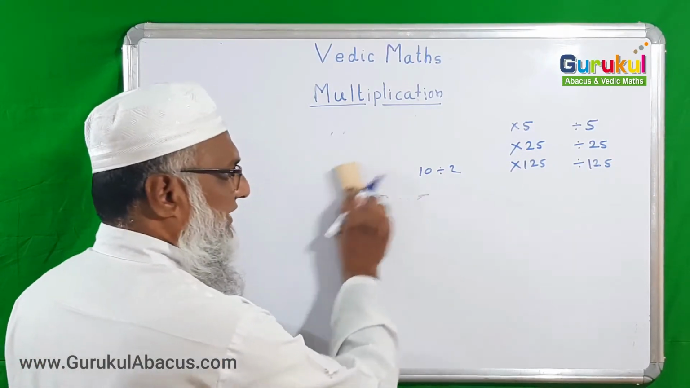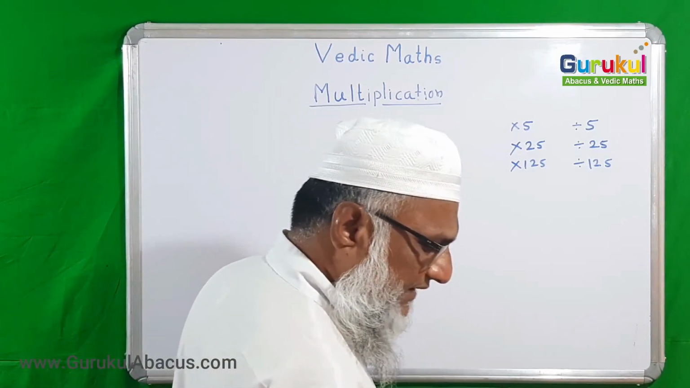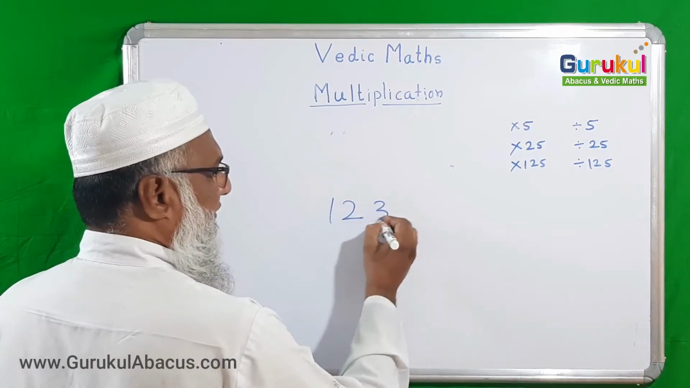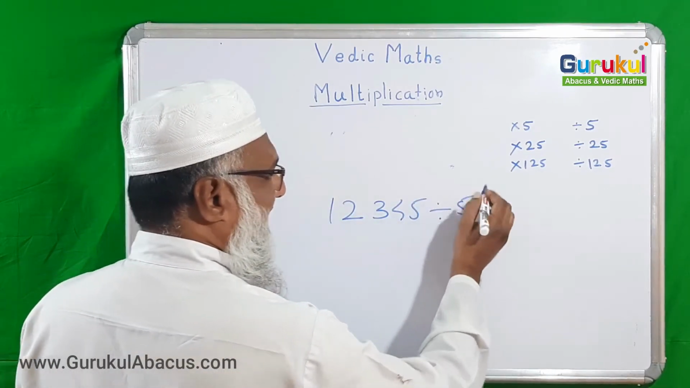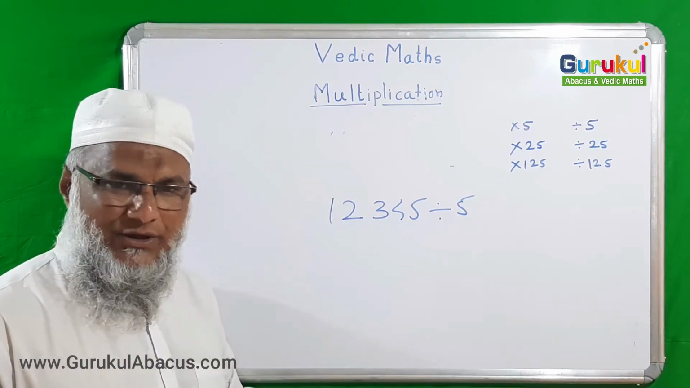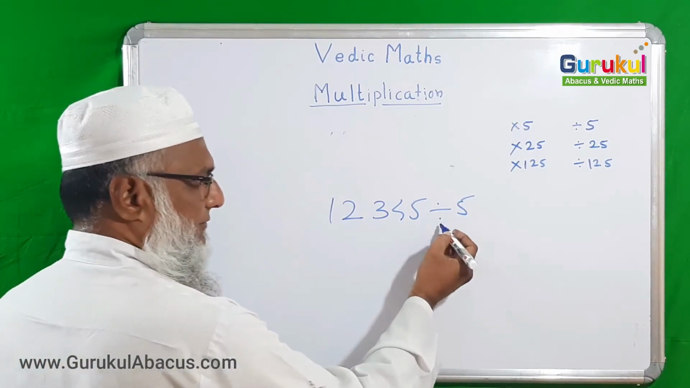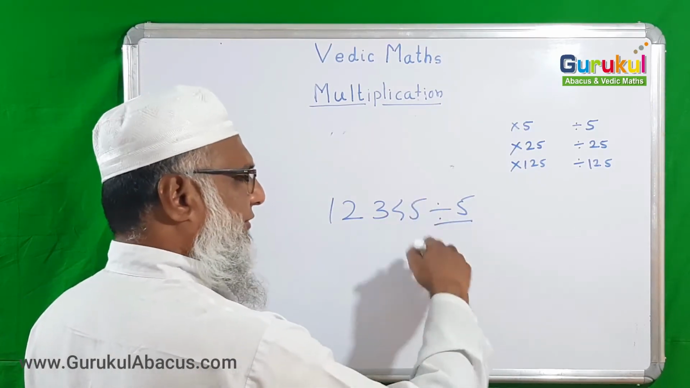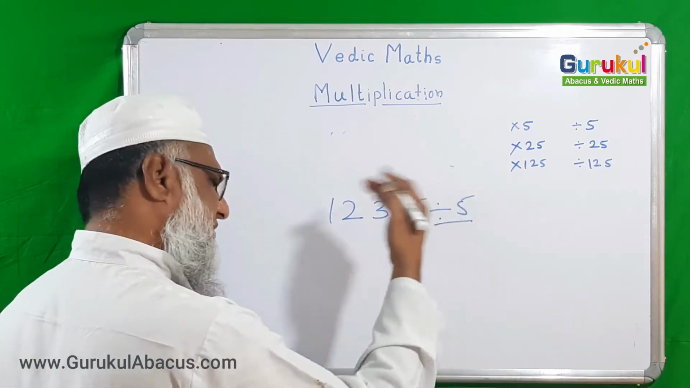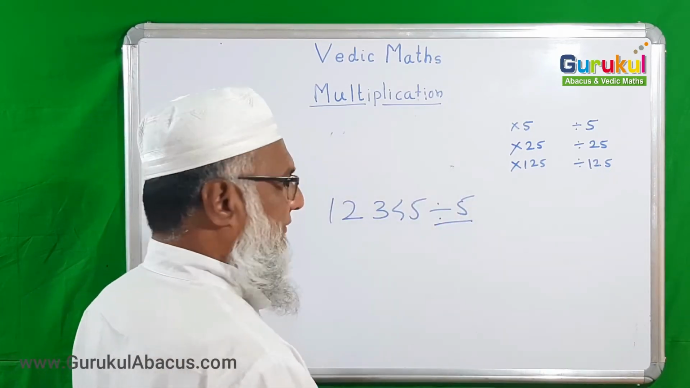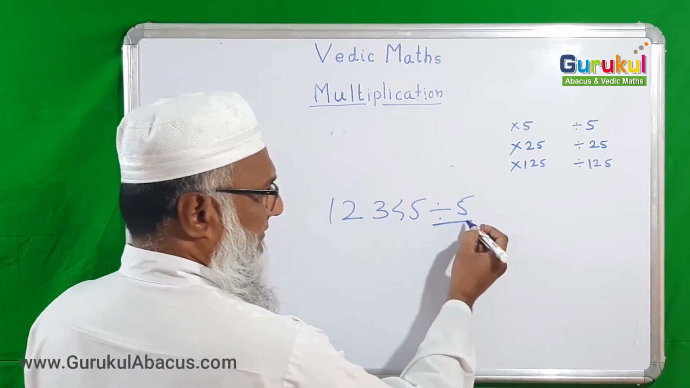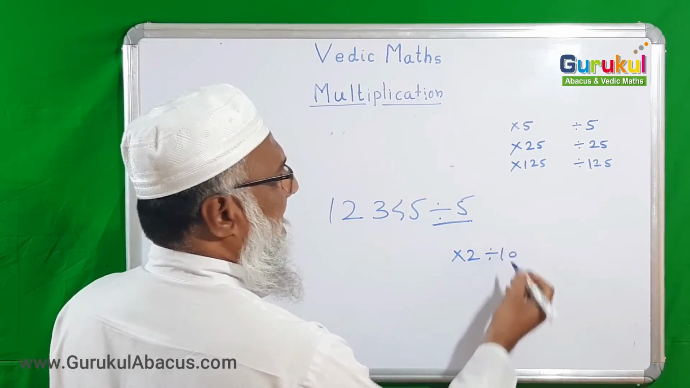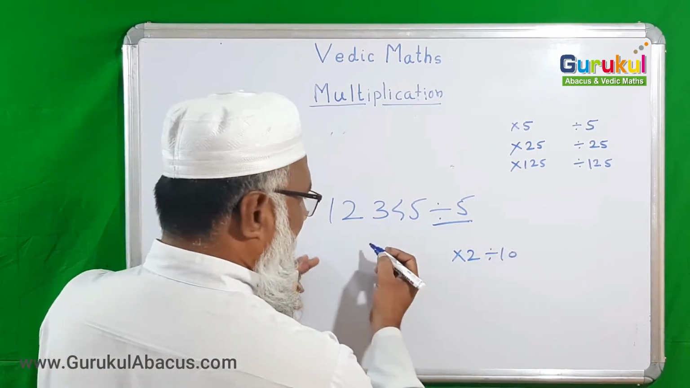Suppose in the same way, here is an example which is of division. Suppose 1200345 divided by 5 is your example. Apart from dividing by 5, you can divide it by 10, and before that just multiply by 2. I will firstly multiply and then divide. This would be easy for me. So what I am doing, apart from dividing by 5, I should do this process: multiply by 2 and then divide by 10. That's it. So let us multiply by 2.